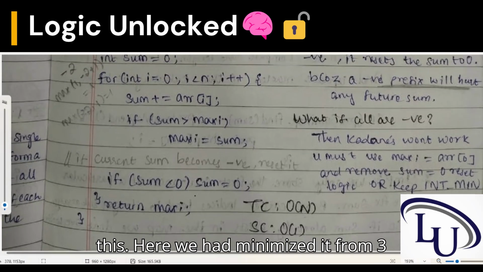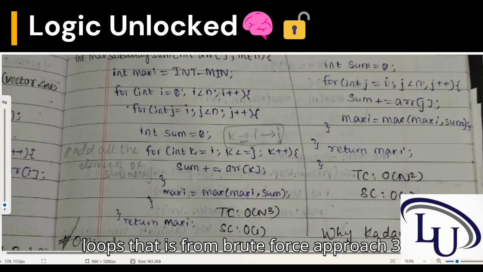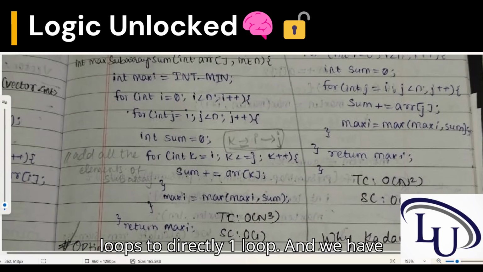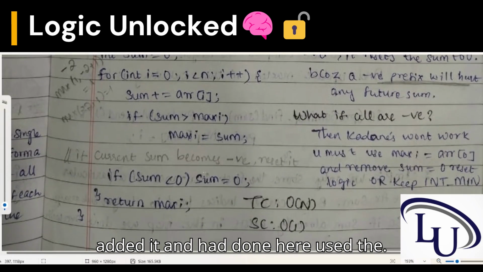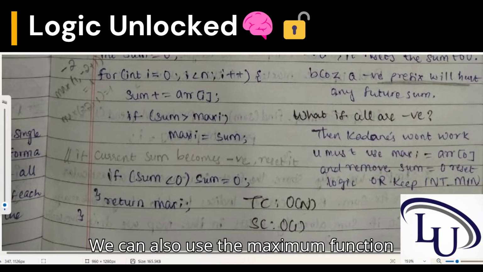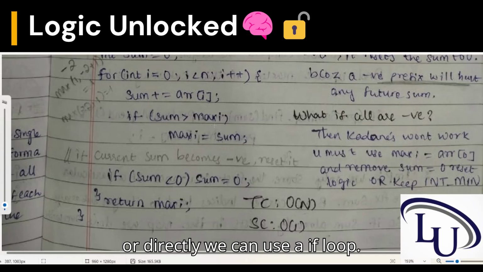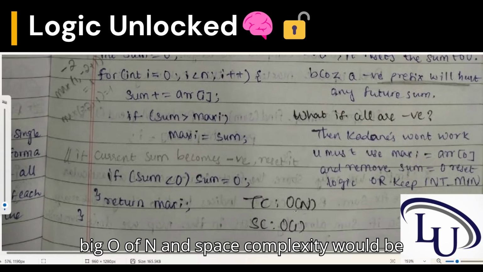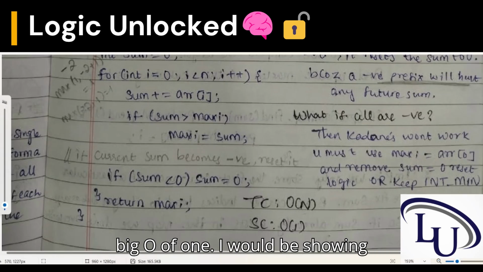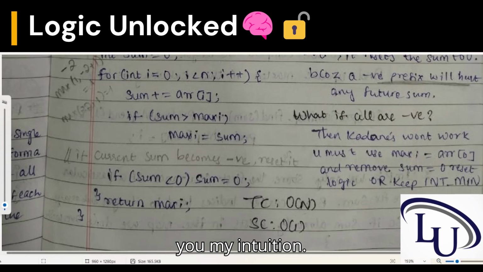Here we have minimized it from three loops in the brute force approach to directly one loop. We can also use the max function, or directly use an if condition. And here the time complexity would be big O of n and the space complexity would be big O of 1. I would be showing you my intuition.